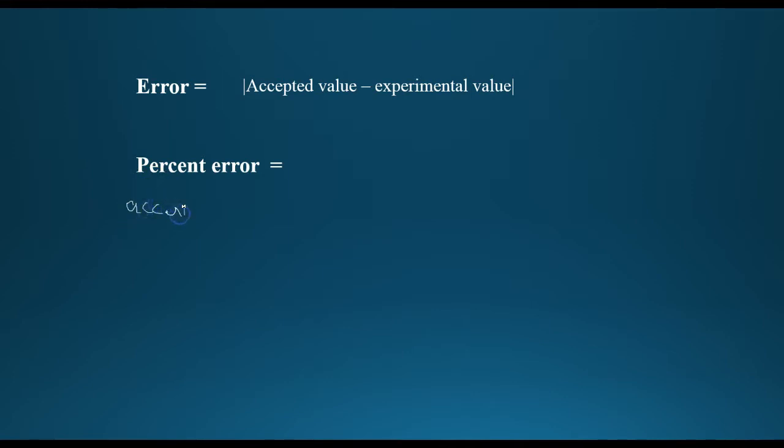It tells us the percentage we are away from the true or the actual value. And the percent error, which is what you're going to calculate, is the error, the accepted value minus the experimental value, divided by the accepted value times 100. And that will measure the accuracy of the measurement.